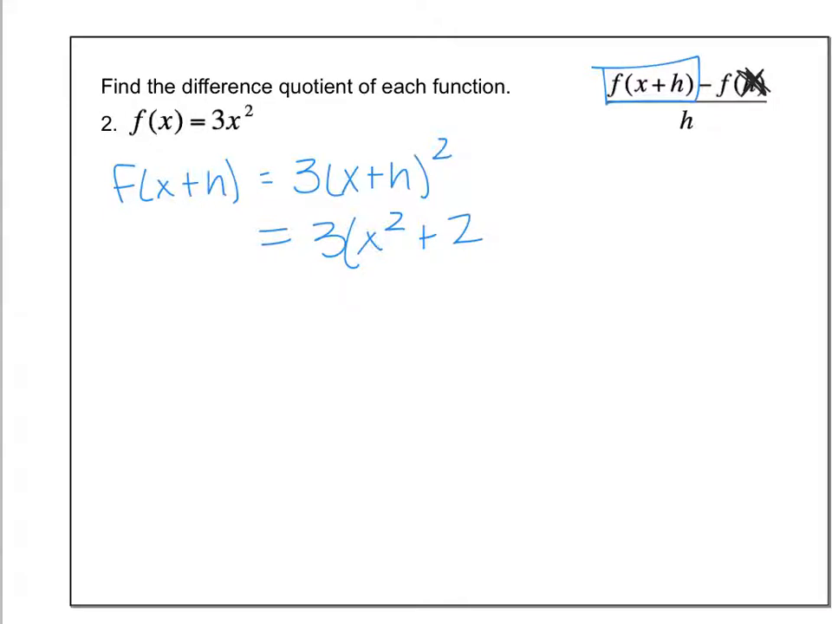2xh plus, or 2hx. I guess maybe it looks better that way. We'll put the x at the end. 2hx plus h squared. And then we have to multiply that by 3, don't we? So that's really 3x squared plus 6hx plus h squared. Wait, 3h squared? Oh, 3h squared. Sorry. Whoops. Let me fix it.